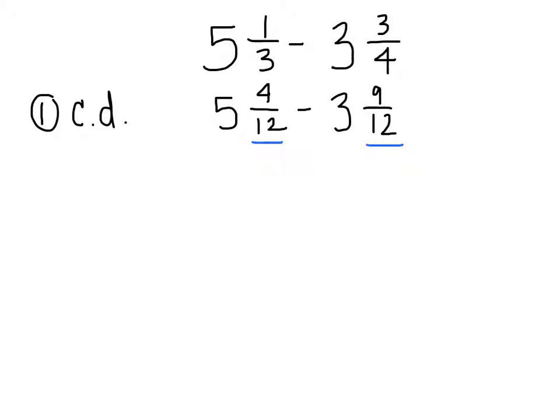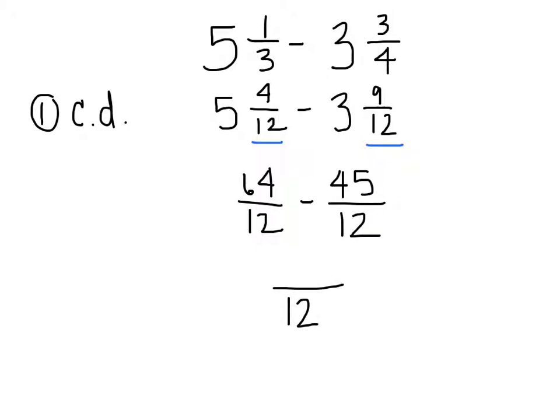When I do that, I get 64/12 minus 45/12, and then I can subtract the two of those, and I have 19/12. Then I go back to a mixed number and I end up with 1 and 7/12.